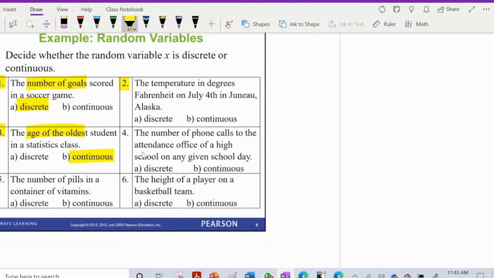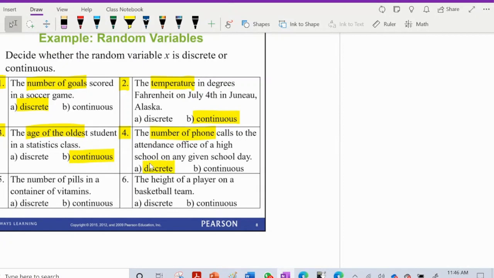All right, let's go to question 2. Jack, can you read question 2 for me, please? The temperature in degrees Fahrenheit on July 4th in Juneau, Alaska. Okay, so temperature, you don't count temperature, you measure temperature. So that will be continuous, right? Alex, can you read question 4 for us? The number of phone calls to the attendance office of a high school on a given school day. Okay, so number of something, so we're going to say discrete.